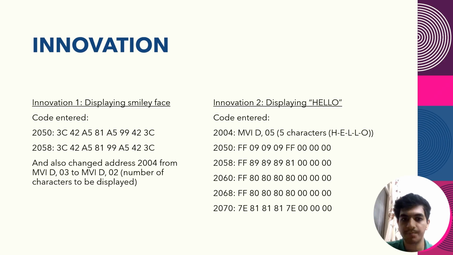Next, I'll be talking about the innovation. The innovation basically included two parts. First was displaying a smiley face, an alternating smiley face. The code I had entered at 2050 was 3C42A5. This basically was the code to show a smiley face, and the next code I had written at 2058 was a sad face, so that the face is alternating between a smiley face and a sad face.